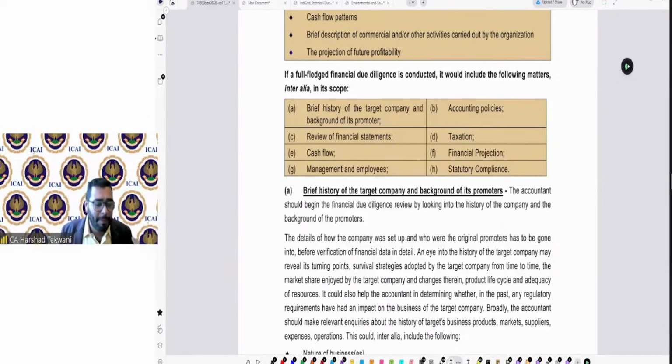Let's say, before acquiring in 2022, Zomato for sure might have conducted a detailed due diligence about the company, where it started from. Earlier it was Grofers. Now it is known in the market as Blinkit. So a lot of detailed analysis and due diligence might have been performed about the brief history of the target company and the background of its promoters.